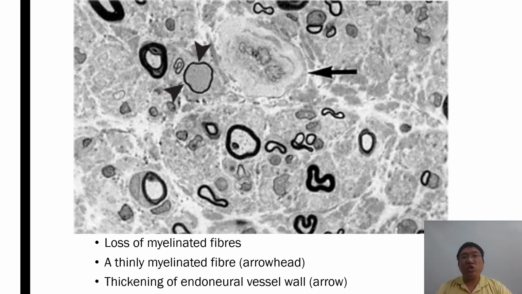This image shows the ultrastructural changes seen in diabetic neuropathies. So we can see loss of myelinated fibers, and a thinly myelinated fiber is seen in the narrow head here, and there is thickening of the endoneurial blood vessel.